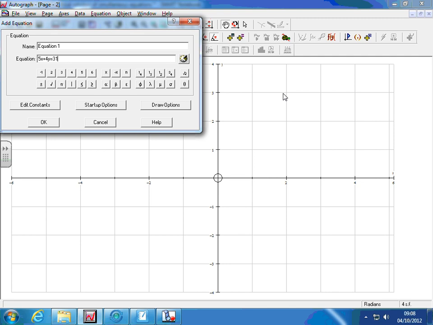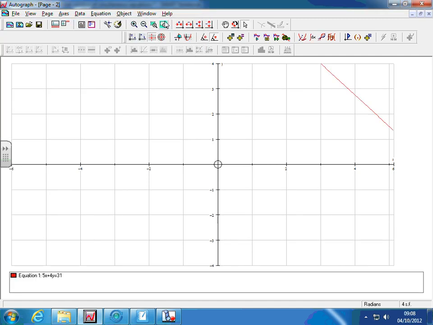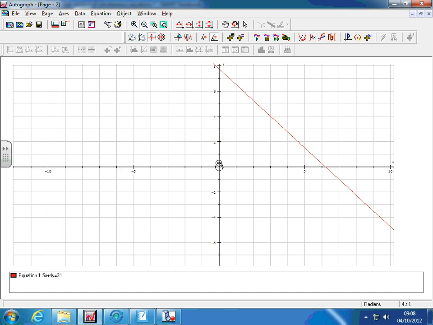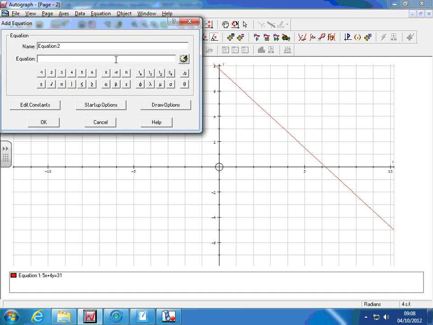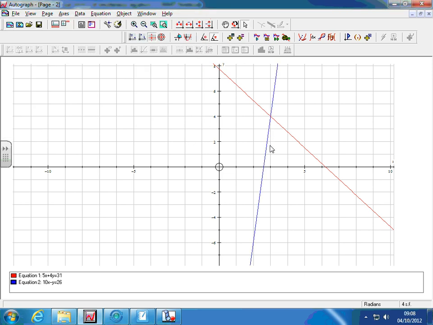What's it going to look like, somebody? 5x plus 4y equals 31. What would you expect it to look like? No powers on x and y, so a straight line. There it is. Let's zoom out a bit so we can see it. Now I'm going to plot the other equation, so I hit the equation button again, and the second equation is, yep, okay, and I get 2 lines.